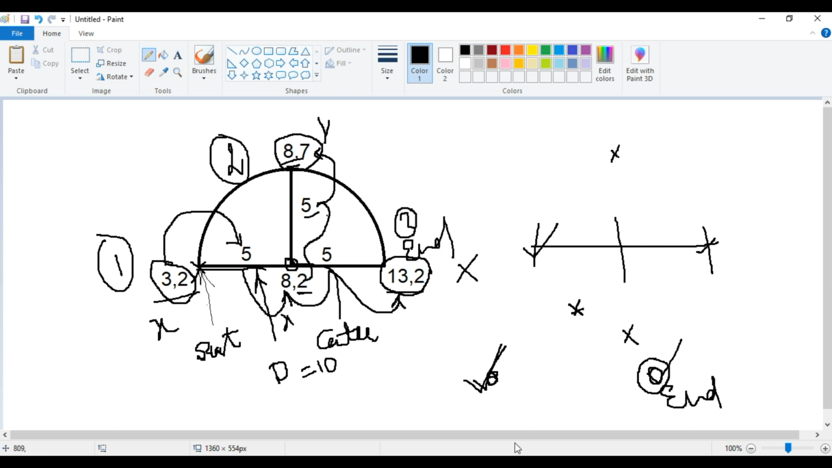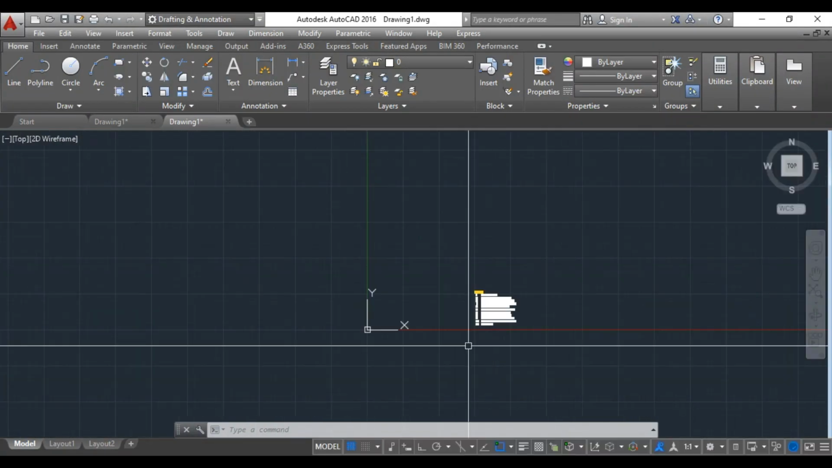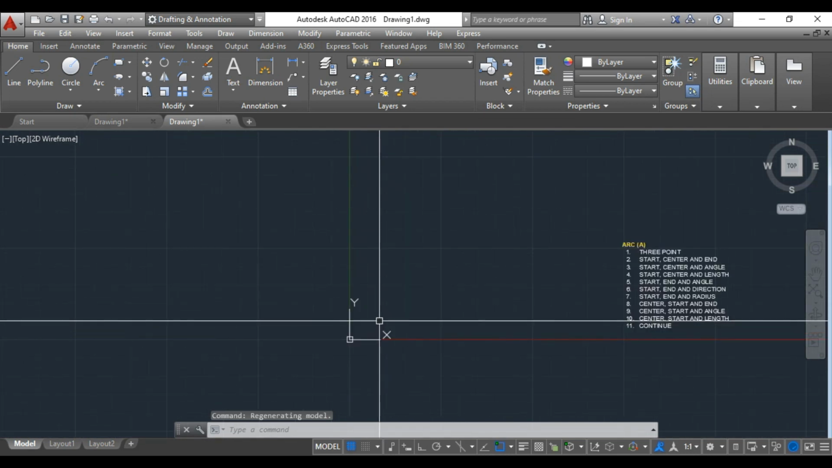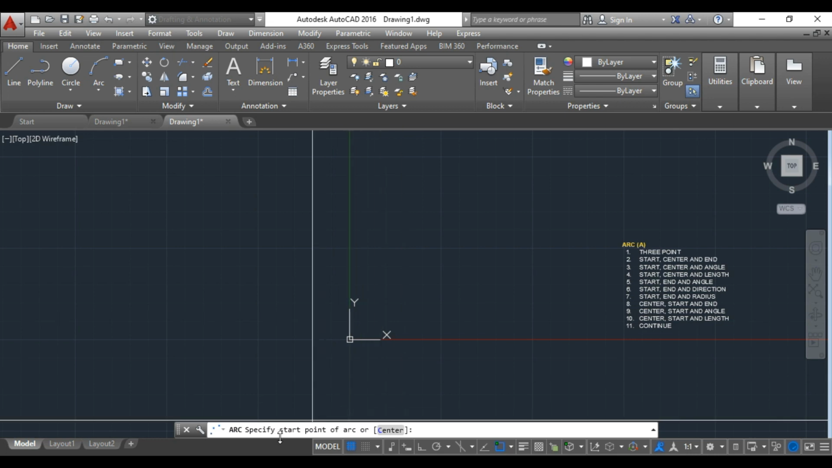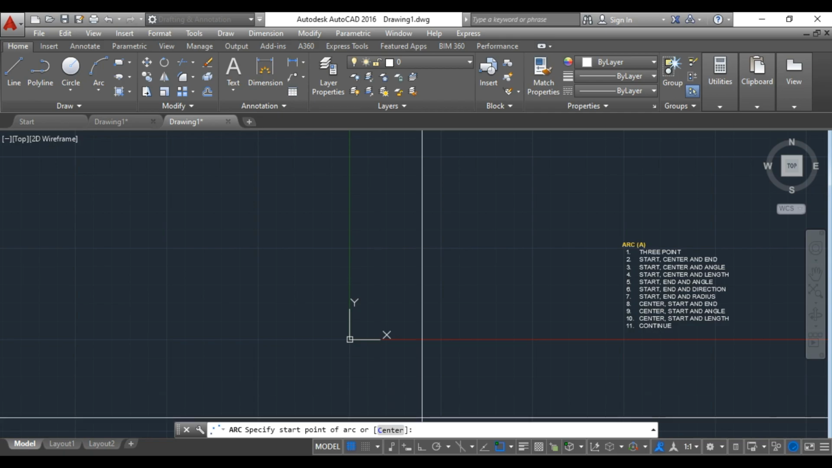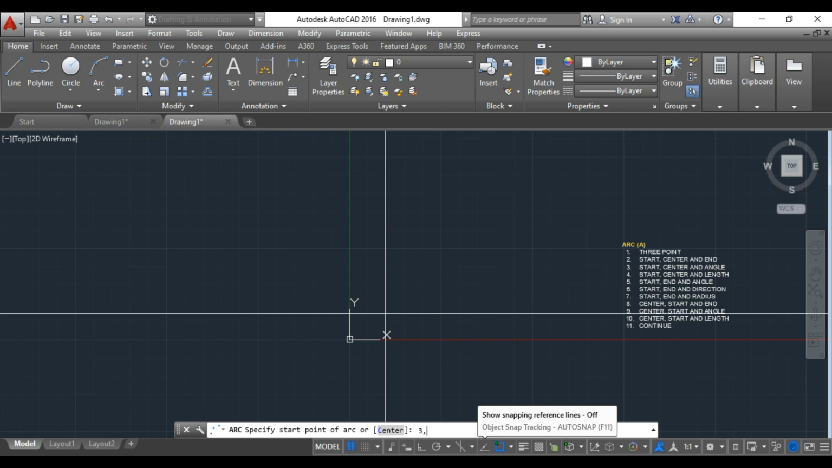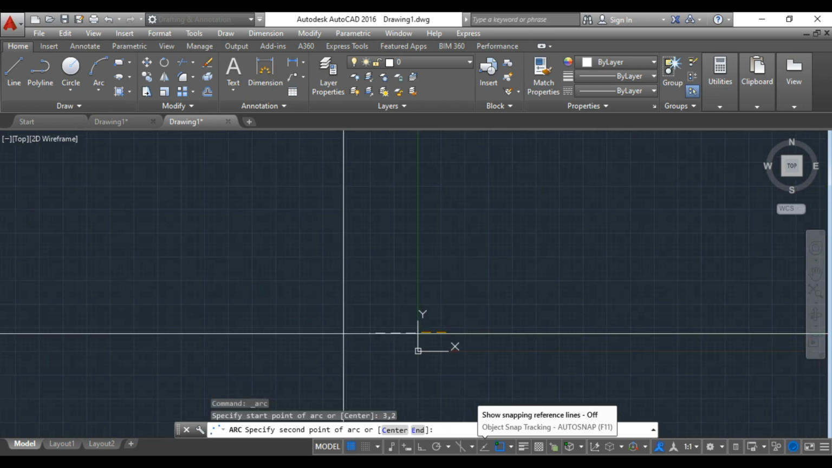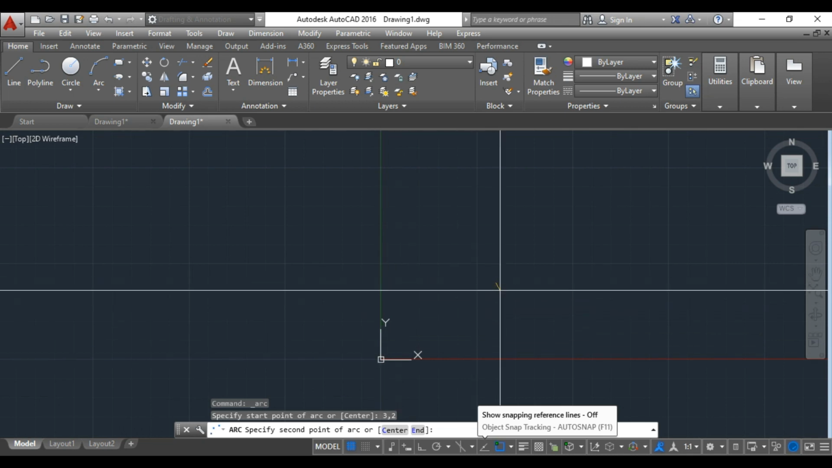We'll see here. I will show you in AutoCAD. See here, I got my axis over here. So I will draw a 3 point arc with the help of coordinates. I will select the arc, and under this arc I will choose the 3 point arc. It is asking me for the start point of the arc. I have taken 3 comma 2. See here, it is showing somewhere here, which means from the x axis it is 3 units and from the y axis it is 2 units.